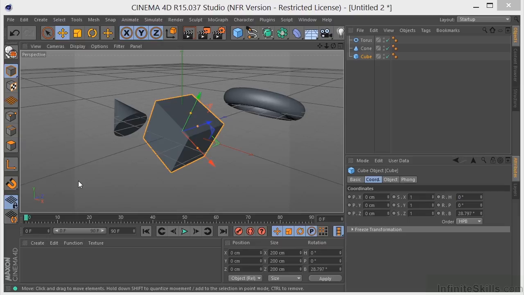Now, this is one of those concepts in 3D that may not just jump out at you as being understandable at first blush. But the more that you work in 3D, the more you'll start to understand them and realize the importance of it. So that's world and object coordinate systems here in Cinema 4D.